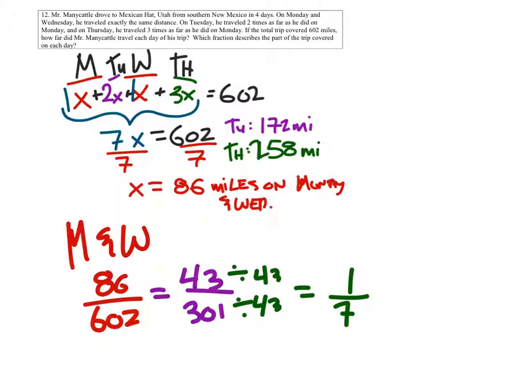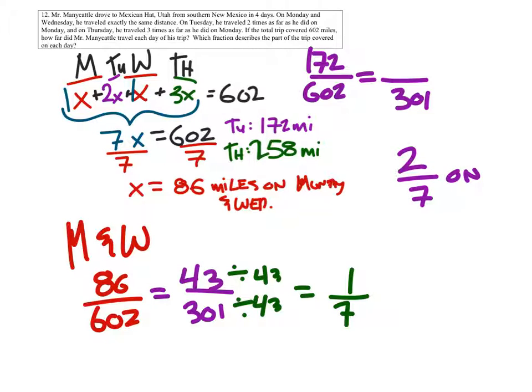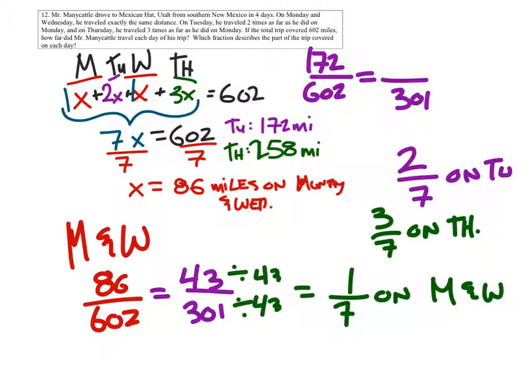And then we got Tuesday, which is 172 out of the 602 miles. So simplifying that, another 301. That's twice as far, by the way, so we could just say 2/7 on Tuesday. And then Thursday is 3 times as far, so that'd be 3/7 on Thursday. So 1/7 on Monday and Wednesday. Bam, there it is.